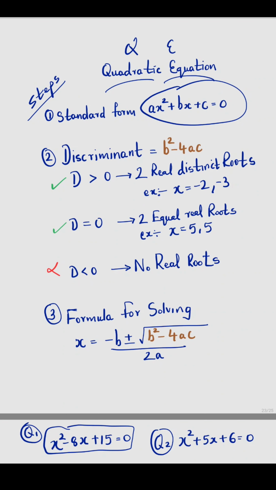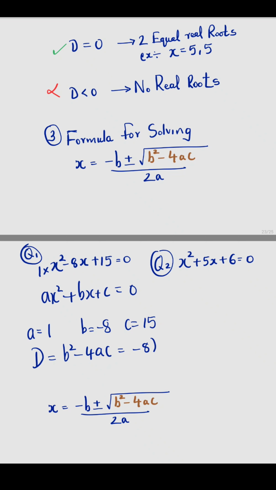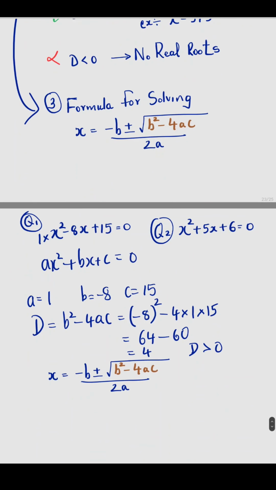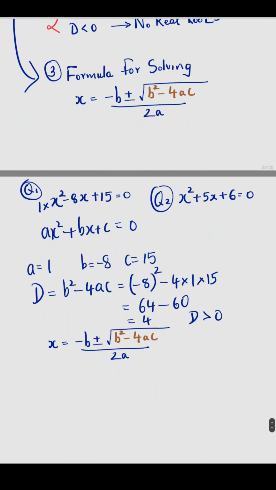So for the given question, let's find the discriminant and see what we get. When we do b square minus 4ac, b square means minus 8 raised to 2, which is plus 64 anyways. Minus 4 into a is 1 and c is 15. So what we get is 64 minus 15 4s are 60. So we get 4, which is positive, right? D is greater than 0, so it's the first case. It's a green tick. We can proceed to the third final step and get the values of x.